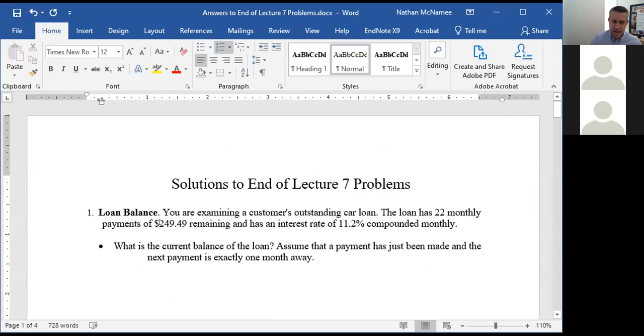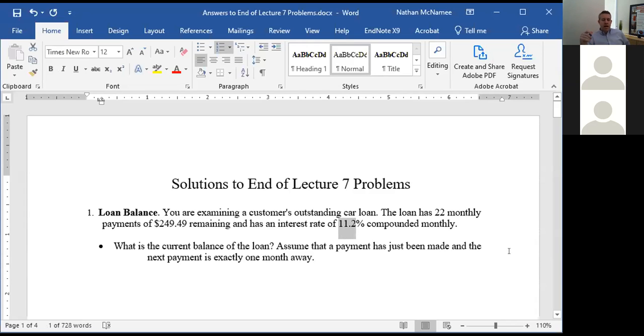In the test again, it won't give you this hint. You'll have to figure it out from the words. But it says, you are examining a customer's outstanding car loan. The loan has 22 monthly payments of $249.49 remaining and has an interest rate of 11.2% compounded monthly. So the question is, what is the current balance of the loan? Assume that a payment has just been made and the next payment is exactly 1 month away. So we've got 22 months of payments left. The payments are $249.49 and we're at 11.2%.